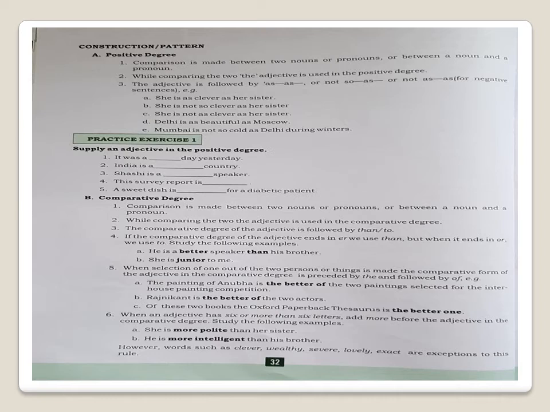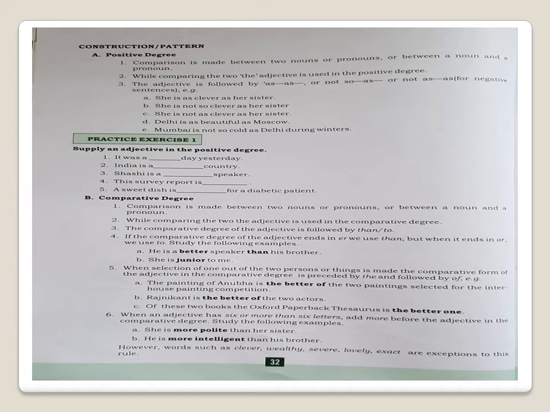When an adjective has six or more letters, we use more before the adjective in the comparative degree. Study the following sentence. She is more polite than her sister. Polite has six letters, so that's why we have used more here. See big: we write bigger, using er. But when the adjective word contains six letters, we use more before it.